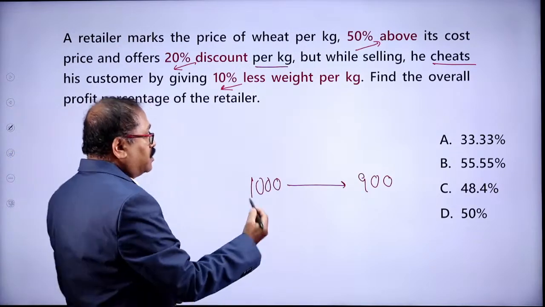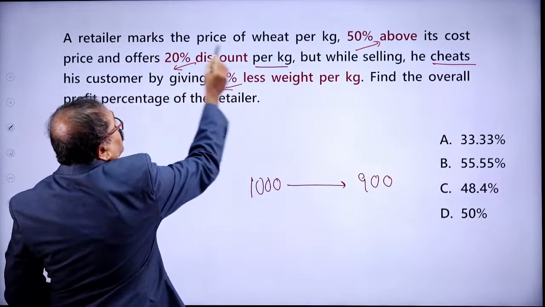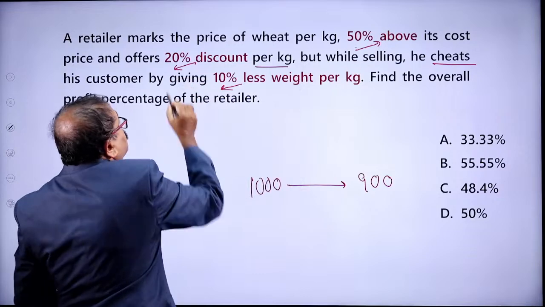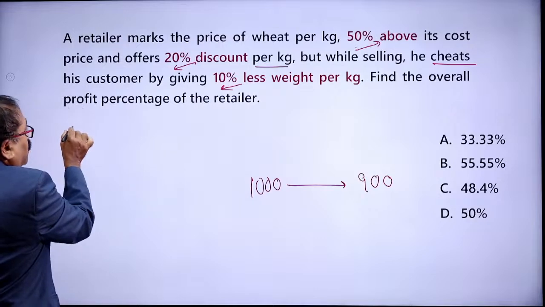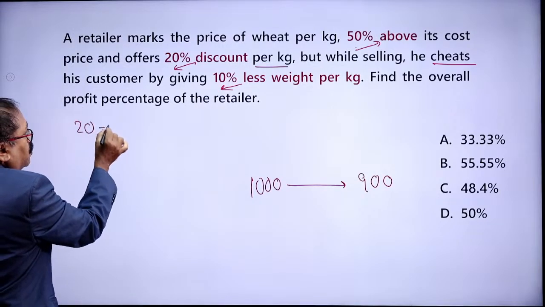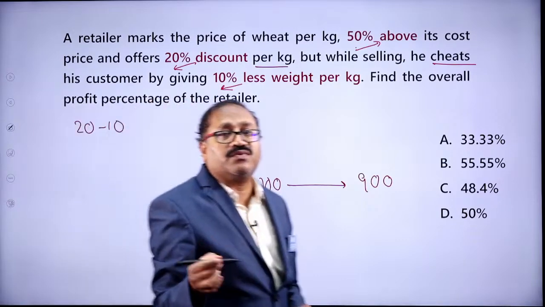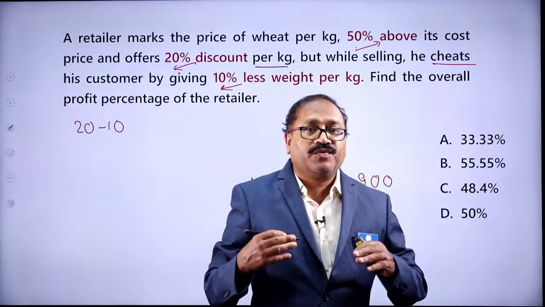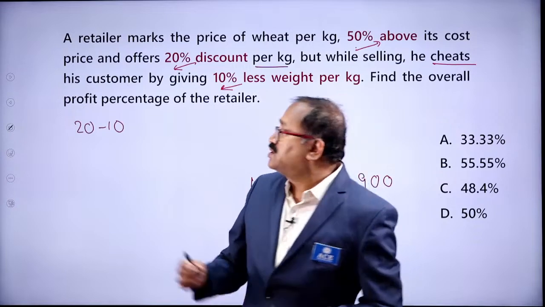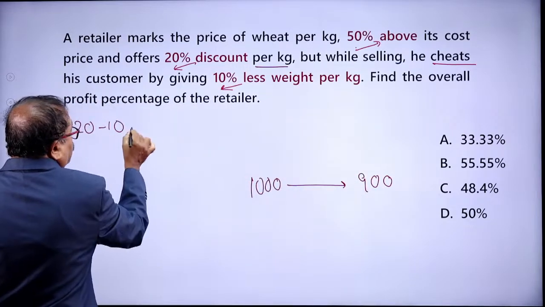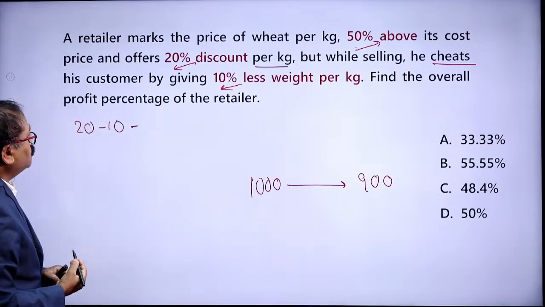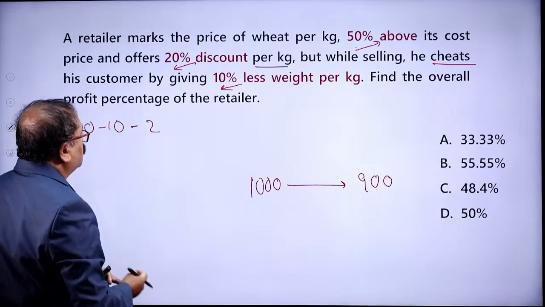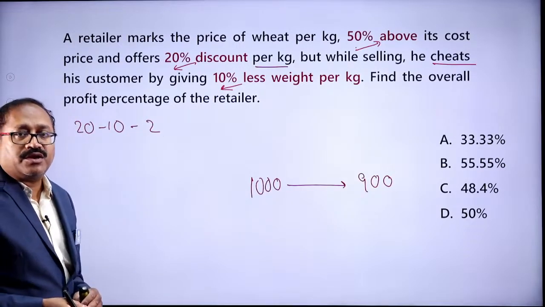So he gives 900 grams, and then he increases the price by 50% and gives a discount of 20%. We know that if he increases by x% and gives a discount of y%, I will apply x plus y plus xy by 100 to find the overall profit or loss percentage. So here it is 20 minus 10, plus minus is minus, 20 into 10, that is 200, divided by 100. Hope you know this formula.